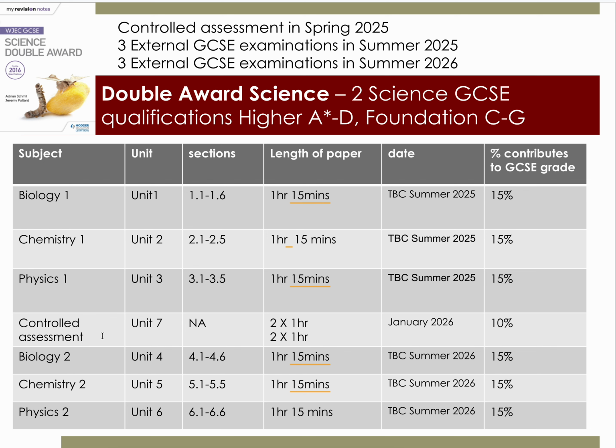In terms of the controlled assessment, this is normally done within January, and this is worth 10%. That will be done during lesson time, and then their final exams then will be in the summer of 2026, which is biology 2, chemistry 2, and physics 2. If they miss biology 1, chemistry 1, or physics 1 for any reason, they will have to complete them then during the summer of 2026.